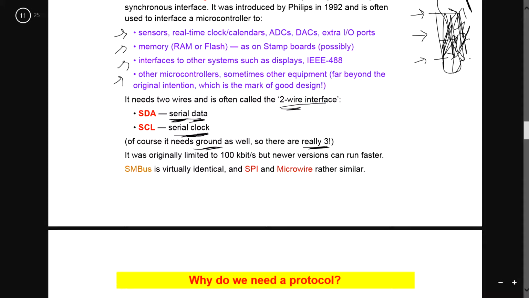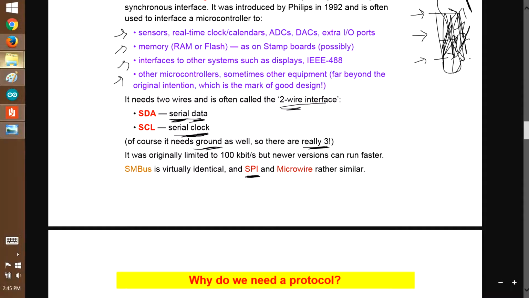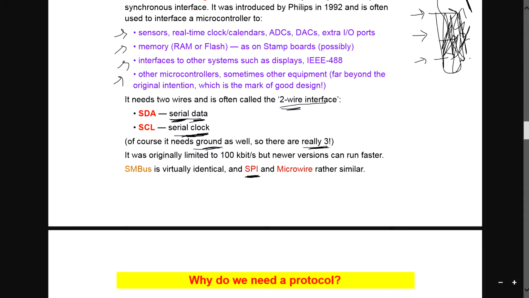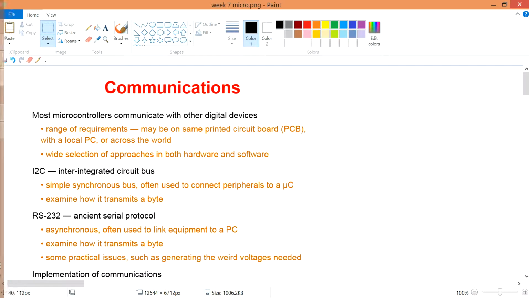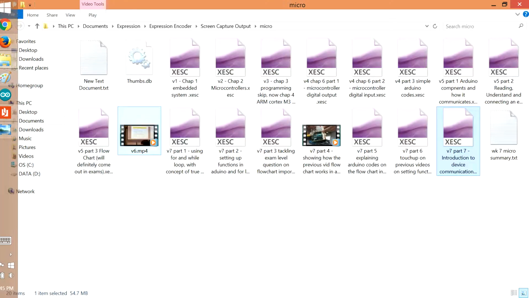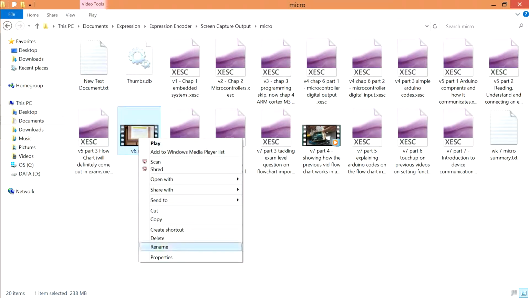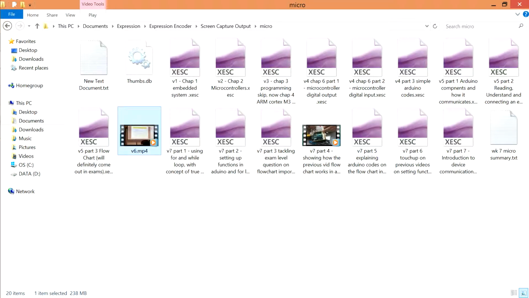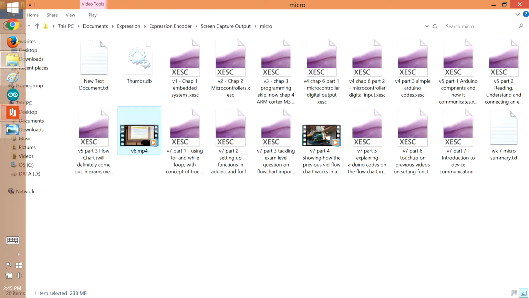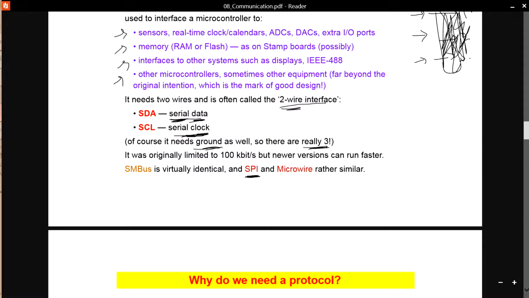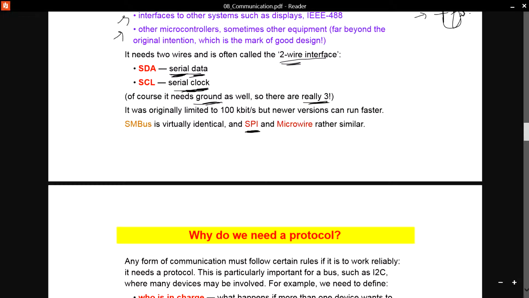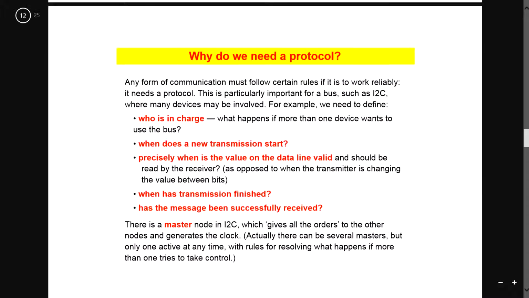If you want to know more about SPI or RS232, you can watch the end of the video on V6. You can go to the description, and the description will tell you where the material about I2C and things like that is. Alright, so let's continue with the protocol.